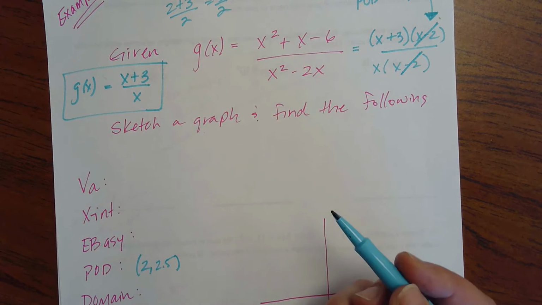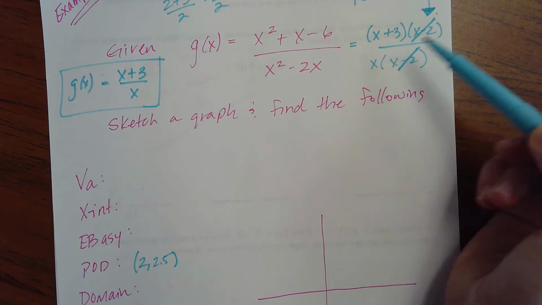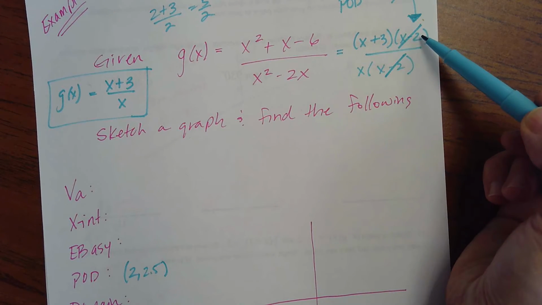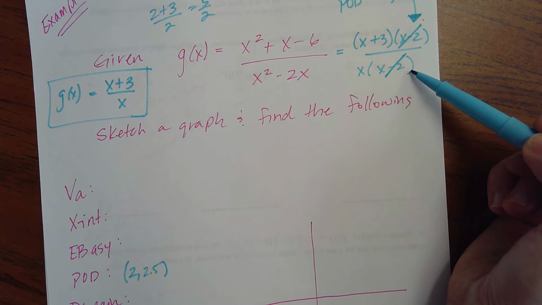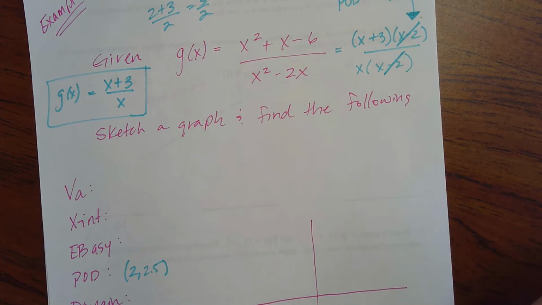All right, now let's look at our reduced function and find our vertical asymptote, our x-intercepts, and all that kind of good stuff. Do not use your original, because then you'll have an x-intercept of 2 and a vertical asymptote of 2. And that doesn't exist, right? Because that's where that point of discontinuity occurred.